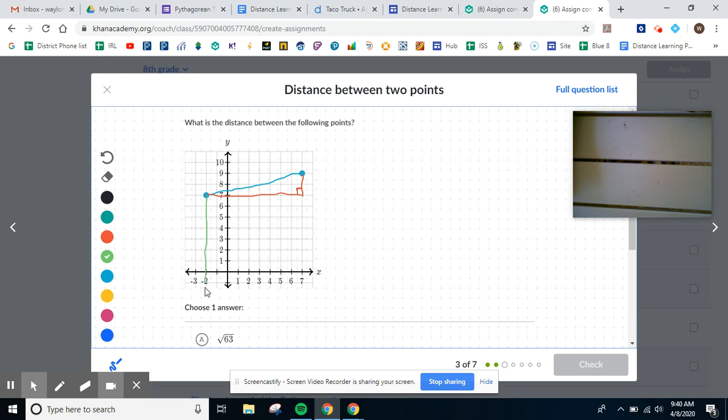So we're going to have a square here, and then another little square here. And remember, we're going to add the areas of these two together to get this third square that I haven't built yet.